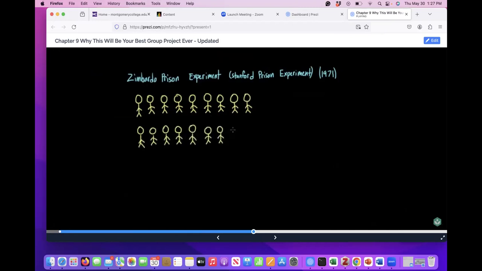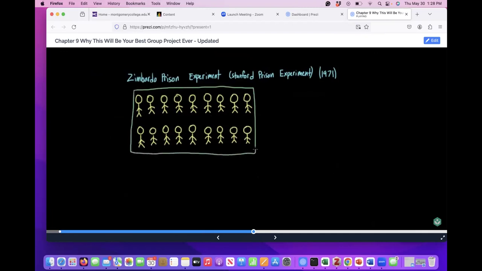So if you've ever talked about the study in your psychology class, you probably know the basic summary of it. That these students who were randomly assigned to be either prisoners or guards eventually got so caught up in their roles that the study needed to be stopped early. But there's a lot more to it than that. Because while the premise of the study is really disturbing, the details of the study are even more so.